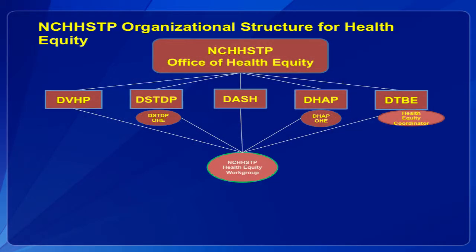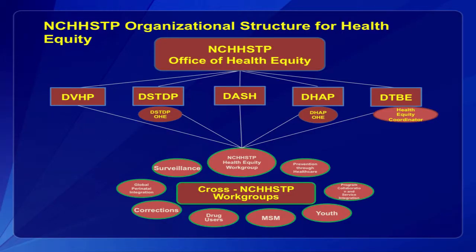So I'm in the National Center, my office is here. We have 5 divisions: HIV/AIDS prevention, STD, Division of Adolescent School Health, Division of HIV/AIDS prevention, Division of TB elimination, and the 3 of them have offices of health equity, and we contribute members to a health equity work group. We meet monthly, and we talk about research, policy, and programs that affect the nation. There are additional work groups that we participate in, and they're listed here.